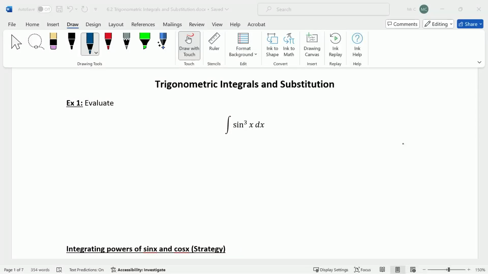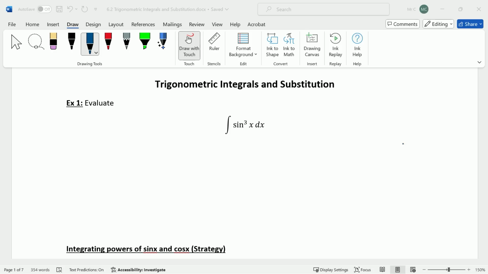Hello everybody, and welcome to our video on trigonometric integrals and substitution. So we're just going to jump straight in with an example that will illustrate the kind of thought process that we use for a lot of trigonometric integrals. Not all, but at least a lot of them. So we're going to take a look at the integral of sine cubed of x dx.